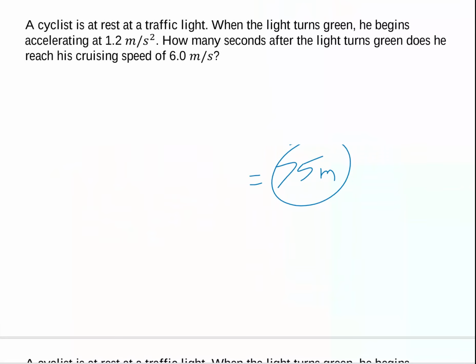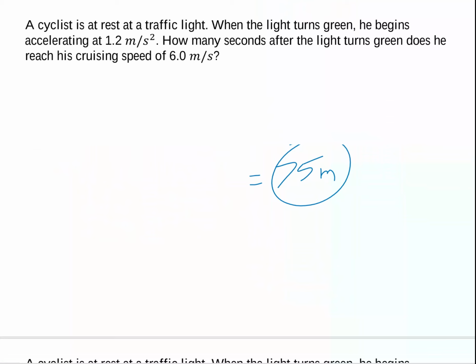Okay, a cyclist is resting at a traffic light. When the light turns green, he begins accelerating at 1.2 meters per second squared. How many seconds after the light turns green does he reach his cruising speed of 6 meters per second?